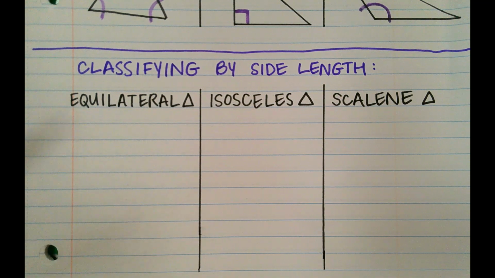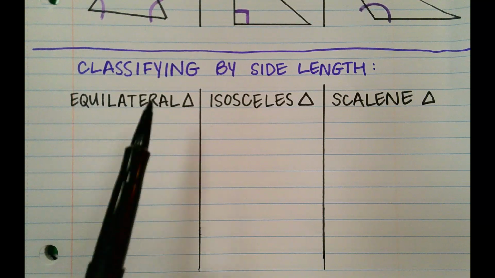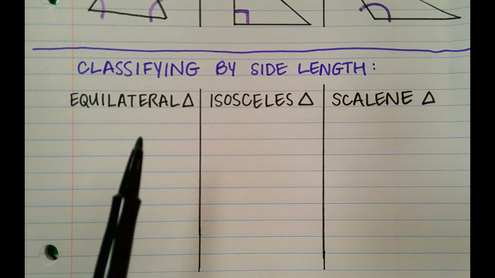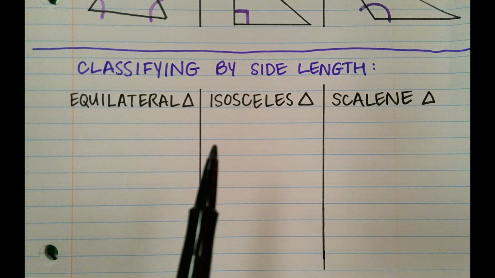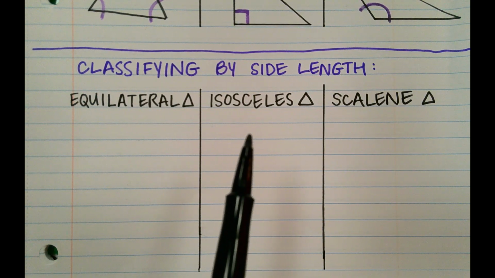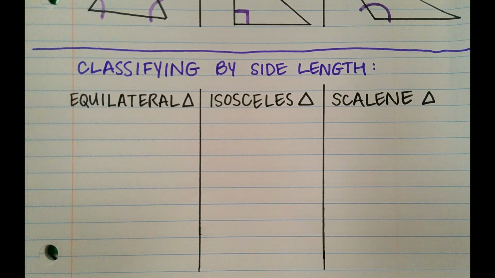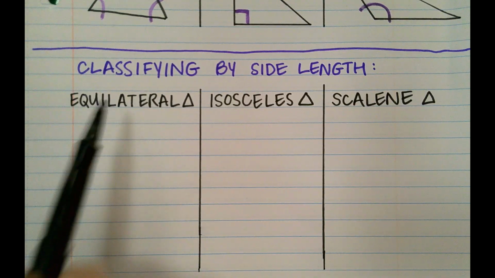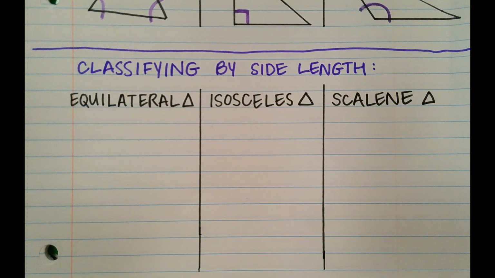So, now that we have our three names written down, we're going to draw. Well, not draw yet. Let's get some definitions. First, does anybody know what an equilateral triangle is? Do we have any guesses? Yes, all the sides are equal. Yes. An equilateral triangle has all three sides the same length.